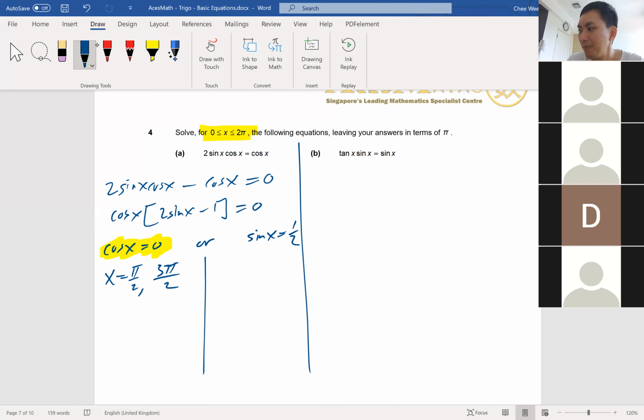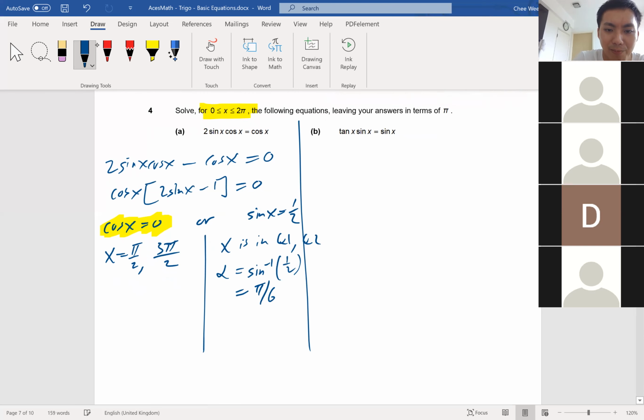Oh yeah, okay, and then the other one? Okay, the other one, which quadrant is this? First and second. Okay. And the special angle is? 60. No, or 30. Okay, but this question is in radian, right? So it's not 60 or 30. Pi over 6. Pi over 6, okay? So everyone, you must be careful of this.